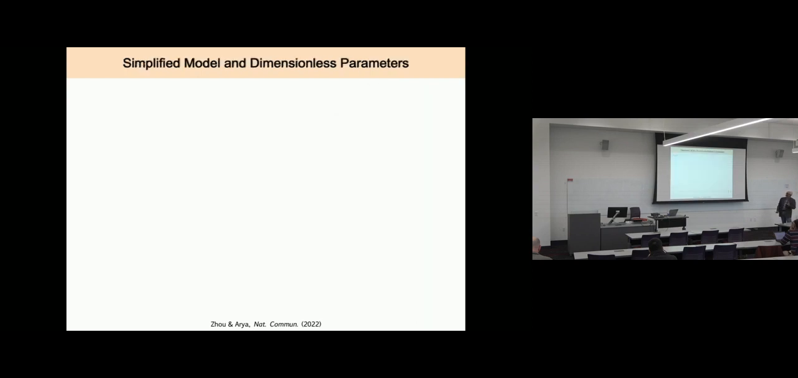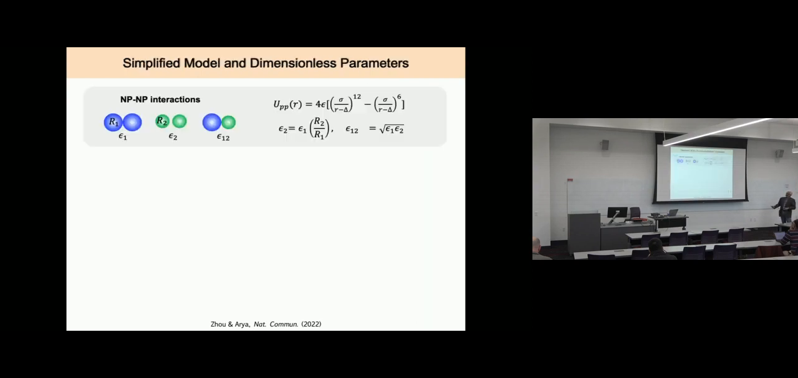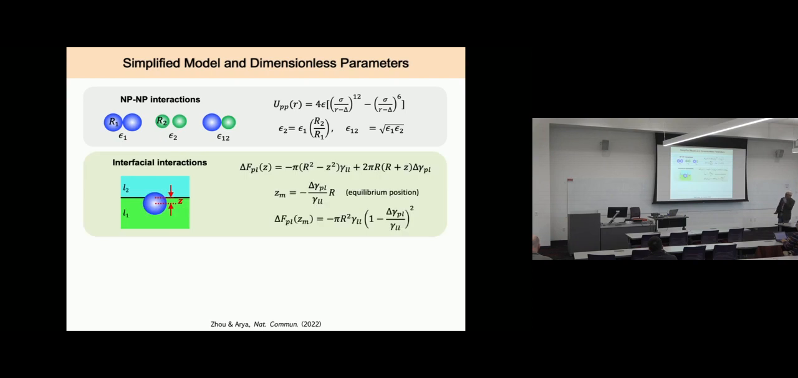Okay, so in our simplified model, basically we have simple analytical potentials, and we assume that the strength of these interactions between particles is proportional to R, the radius, which is consistent with basically colloidal theories. Interfacial interactions, I told you, we already model using the theory or the model that we derived earlier. But the key point here is to explore.